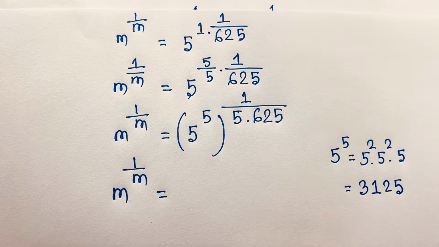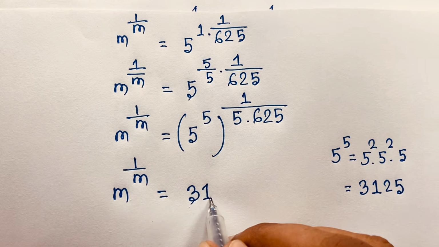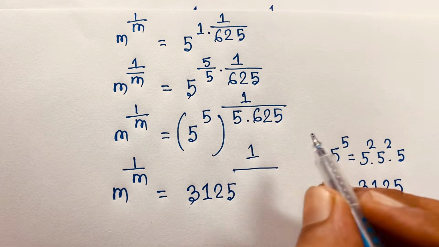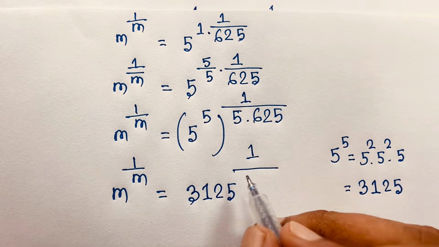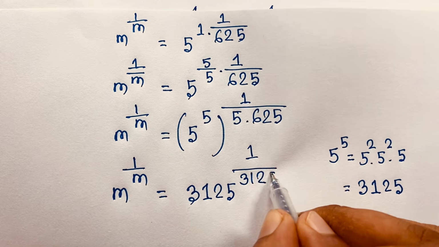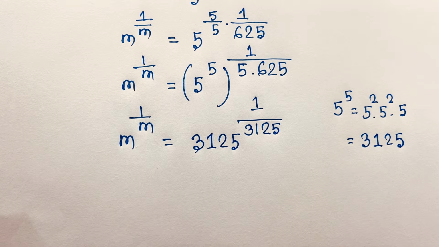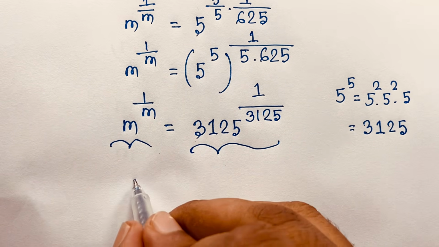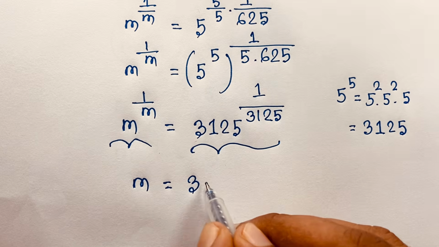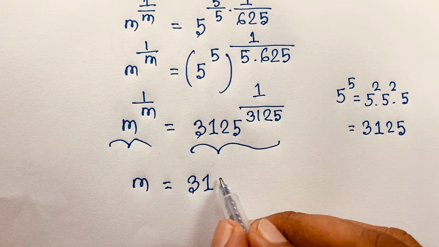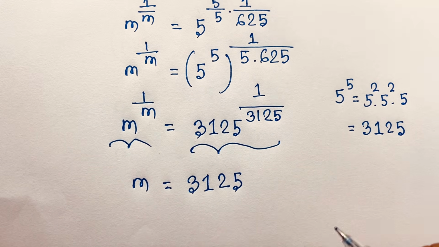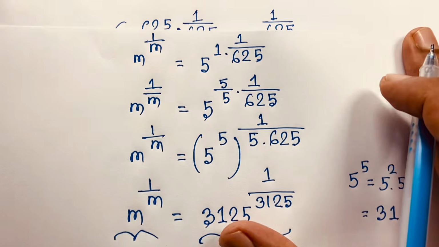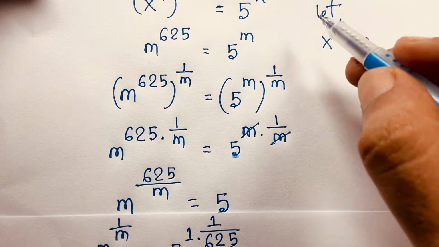Now at this moment, you can say this is 3125, then 5 times 625 is 3125. Now at this moment, if I compare both, you can see easily here m is equal to 3125. Now remember, or recall, m is equal to x squared. I substitute this value here, so m is equal to x squared.